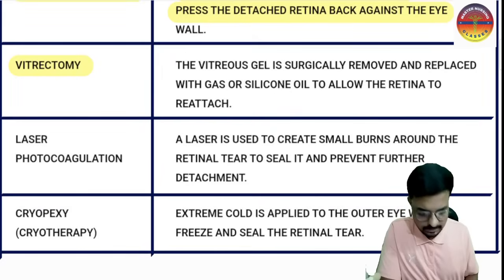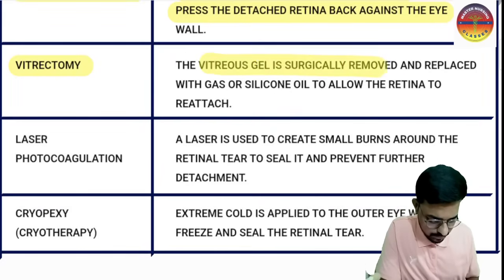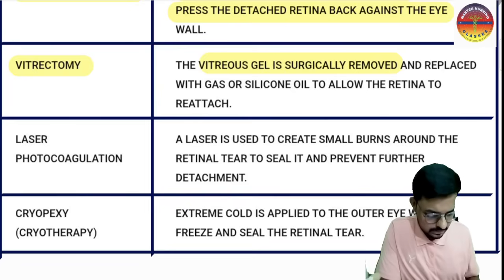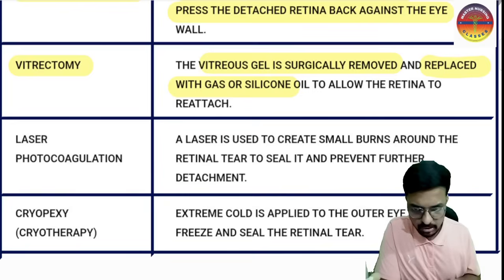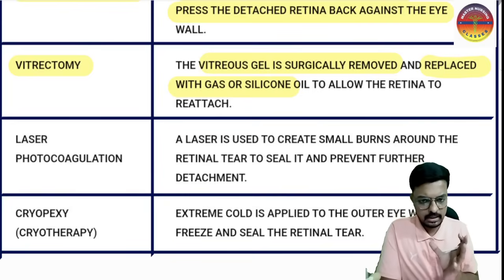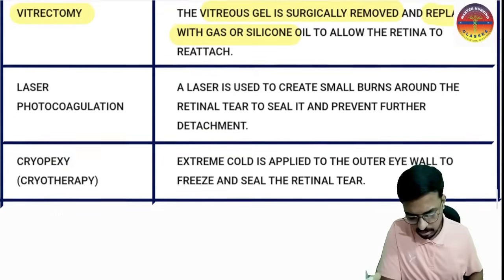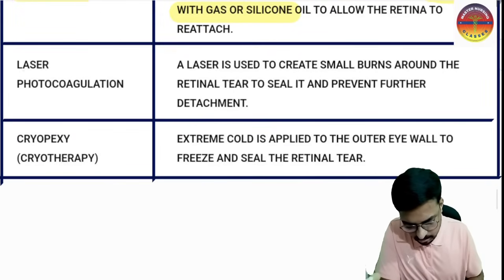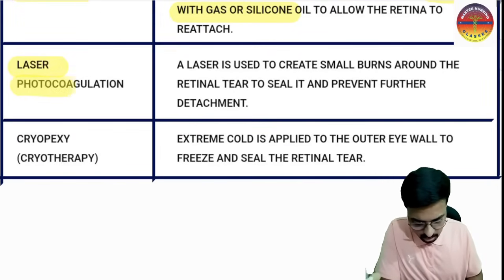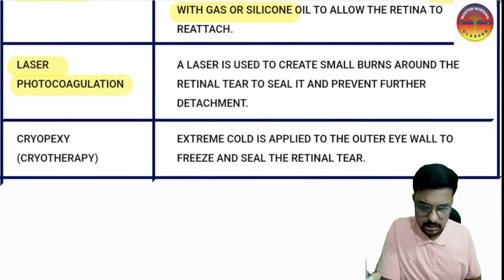Okay, and we have vitrectomy. Vitrectomy means the vitreous gel is completely removed surgically, and it is replaced by gas or silicone oil. This gas or silicone oil will create pressure over the retina, and the retina will go and attach back to the choroid layer. That is the vitrectomy we will do. And we are going to do laser photocoagulation. This is a laser-induced surgery where we create small burns around the retina.